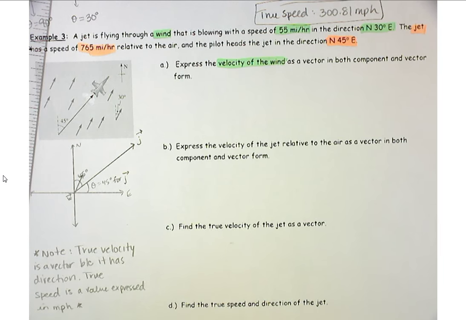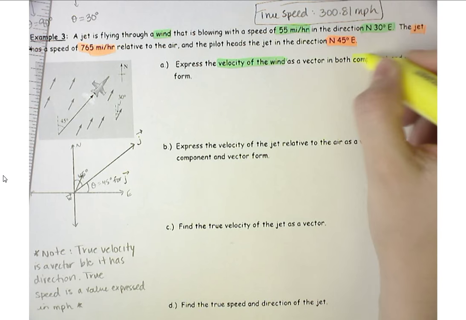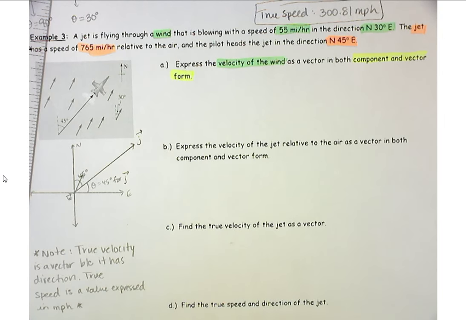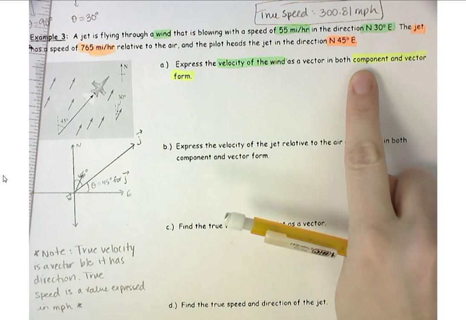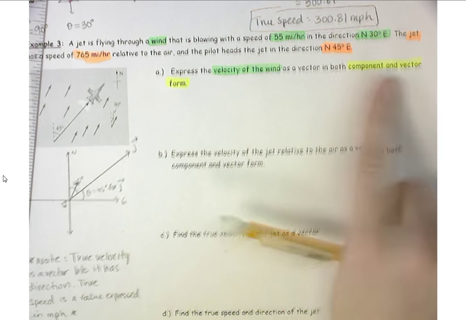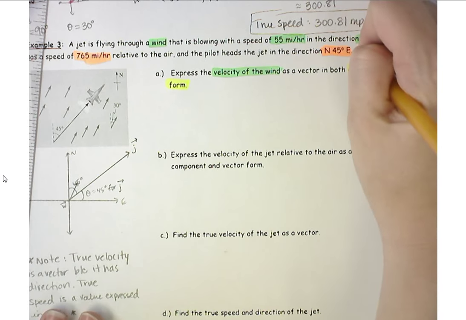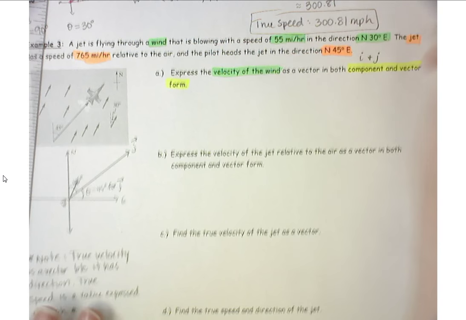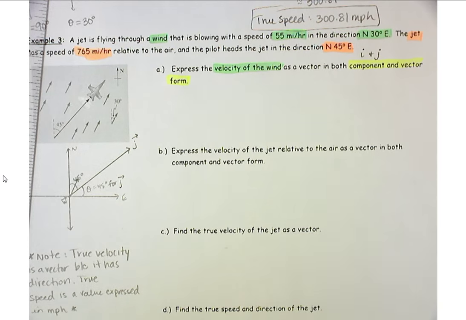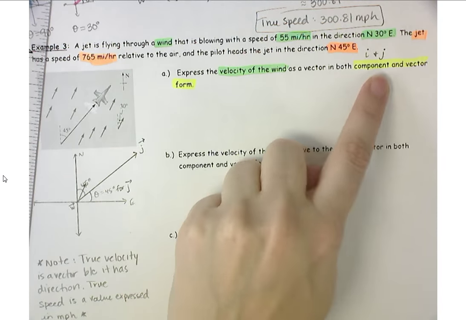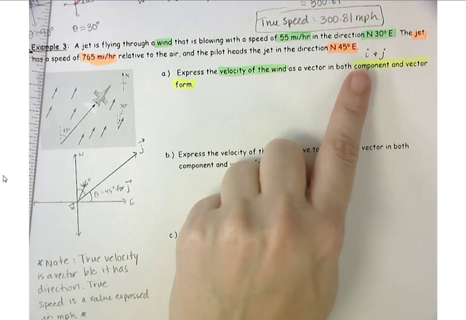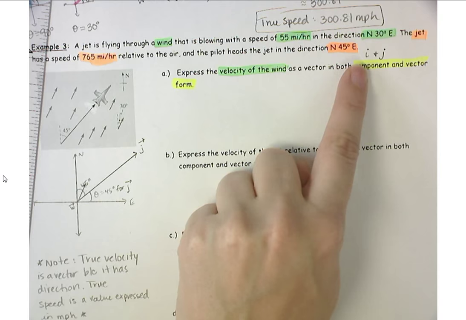So one thing I don't really like about this textbook is I think they throw around component form for both I and J and your vector form. So in this case, they say component and vector form. By component form, they mean the I and the J. Now, for your test and quiz, if I want it in the form of I and J, I will specifically tell you, write the vector in terms of I and J. Okay, so that will be very clear. I don't feel like this is as clear, which is why I'm letting you know if it says component and vector form, it means it wants it in terms of I and J and as a vector. Okay?